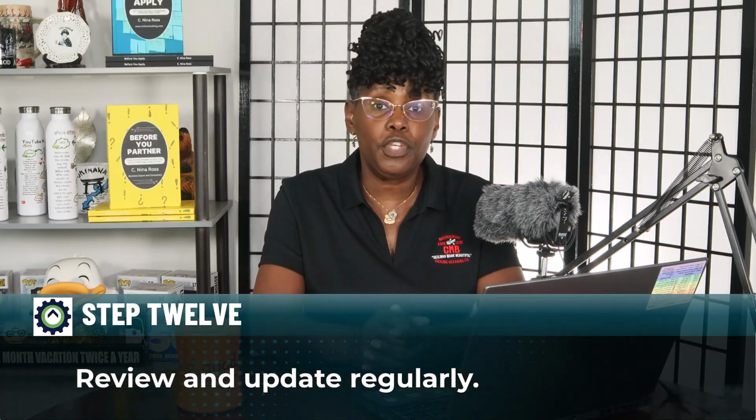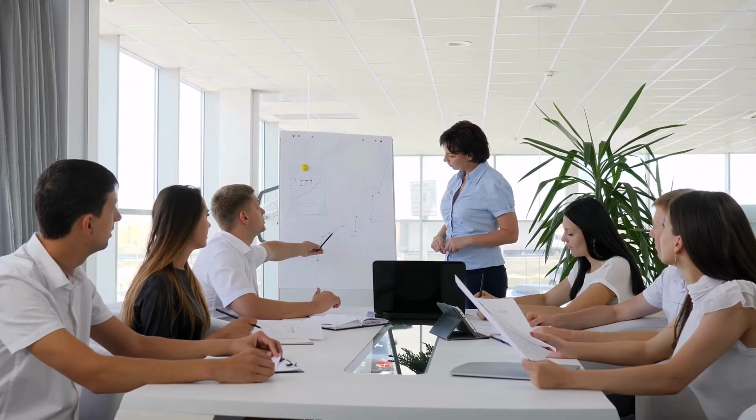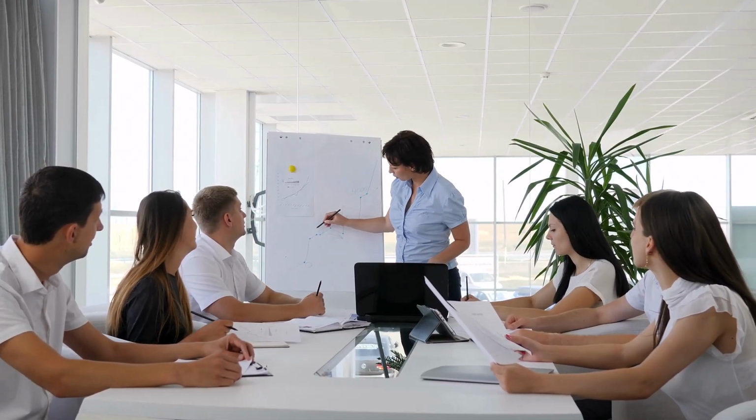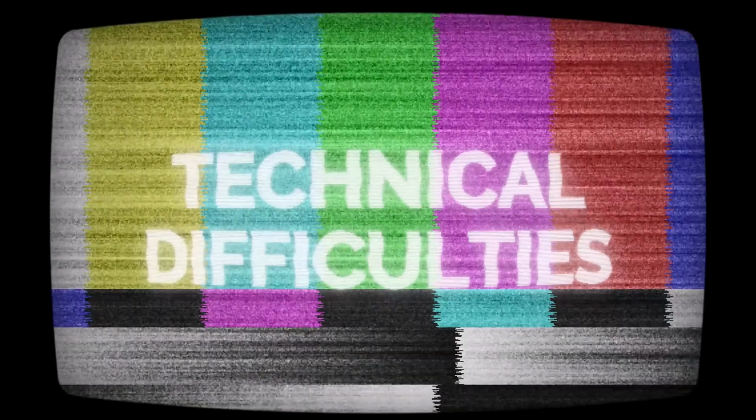Step 12, review and update regularly. Processes change. Technology changes. Your team changes. An SOP that was accurate 18 months ago may not reflect how things are done today. Schedule a review of your standard operating procedures at least once a year and update any document or video immediately when a process changes. An outdated SOP can cause as many problems as having no SOP at all.